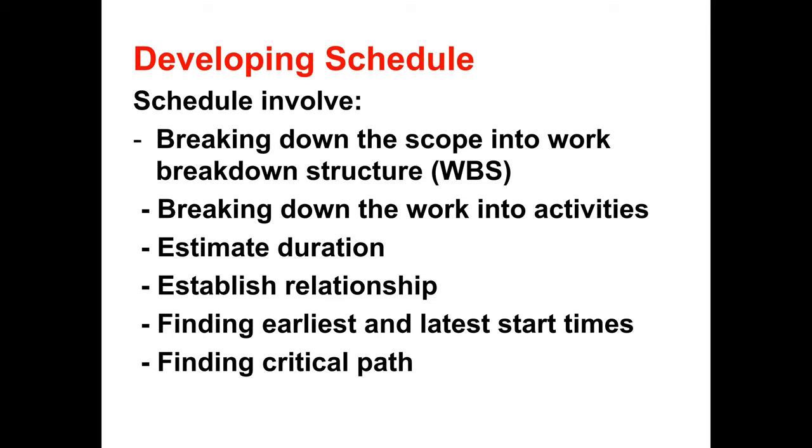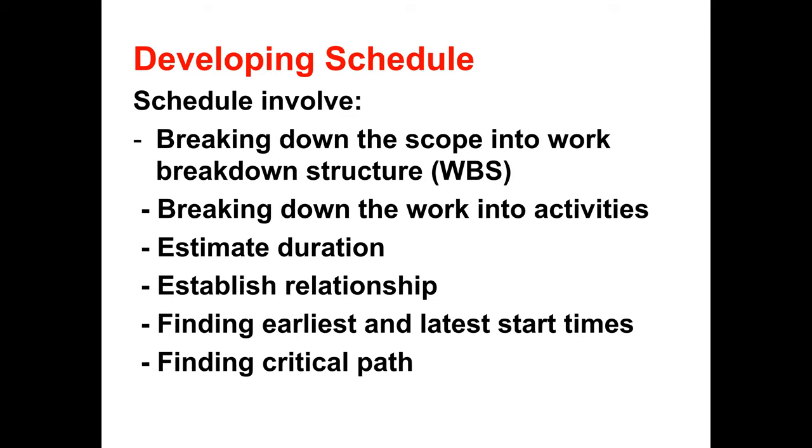Then establish a relationship: which activity will finish first and which activity will follow this activity, and the next activity, and so on. So make the sequence of those activities and establish the relationship that this will finish first, next this activity will start, and after that this activity will start. Like we have to build the piling work first, then make the pile cap or foundation, and then build the column. So that is the relationship.